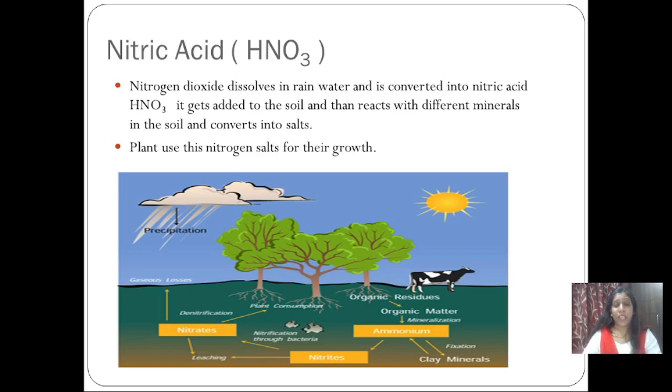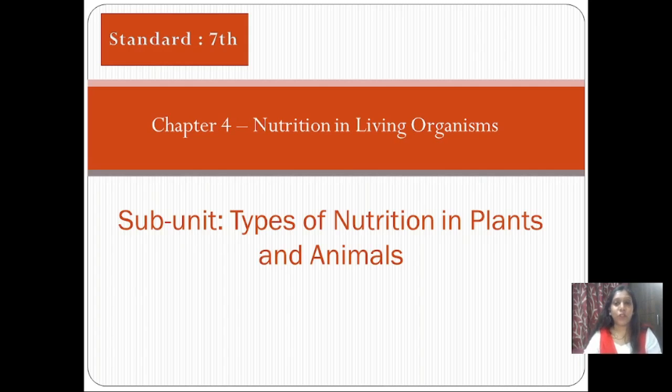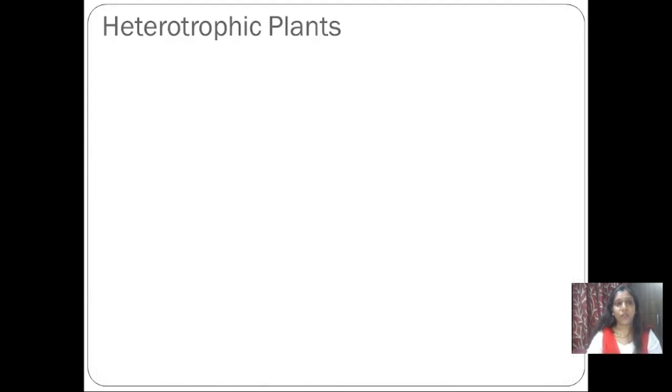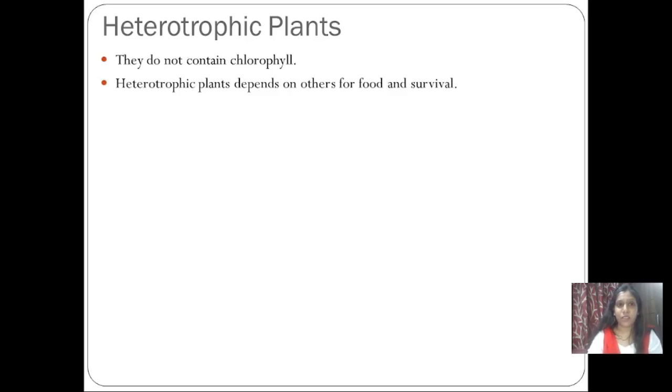So children, as you have studied how plants make their own food and about the biological process of nitrogen, today we are going to learn more about plants and animals nutrition. So our today's topic is types of nutrition in plants and animals. The first type is heterotrophic plants. What are heterotrophic plants? These plants depend on others for their food and survival, and they do not contain chlorophyll.